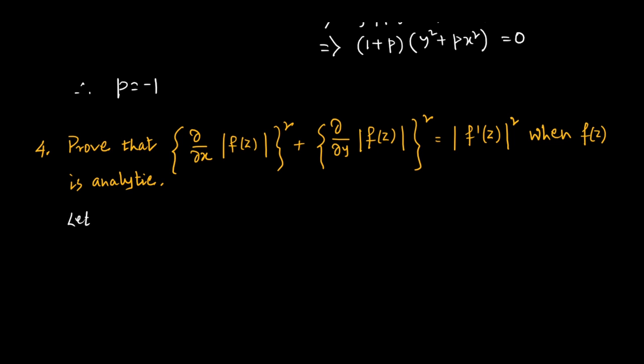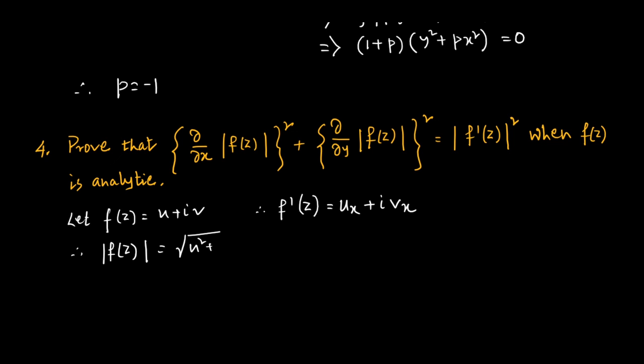Let fz is equal to u plus iv. Therefore, f prime z will be equal to what? As per the formula we discussed earlier, this will be ux plus ivx. Now, fz is u plus iv, therefore mod of fz will be equal to square root of u square plus v square. And mod of f prime z, can you tell me what it will be? I'm sure you all can tell me: ux whole square plus vx whole square, ux square plus vx square. So this is mod of f prime z.